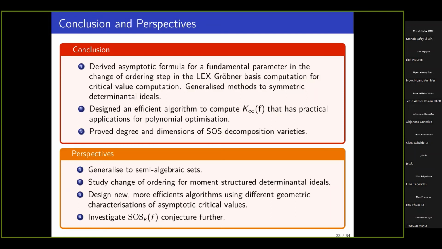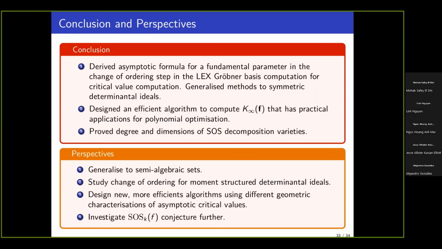And we'd also like to design new, more efficient algorithms using maybe a different geometric characterization of the asymptotic critical values, because at the moment we have a gap between what we see in practice and the degree bound that we get as our theorem. Ideally we'd want to close this gap, and this could maybe be done using different geometric characterizations, such as those based on polar varieties or by homogenizations and such.